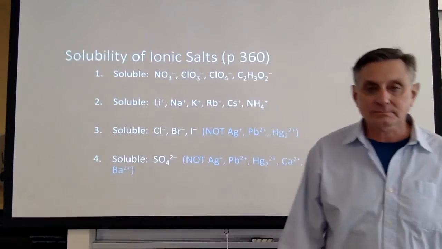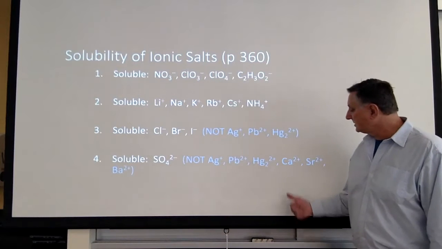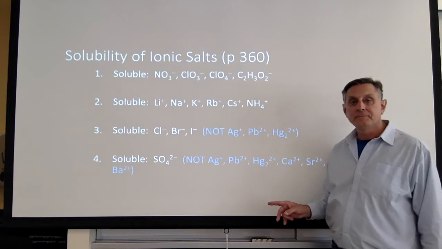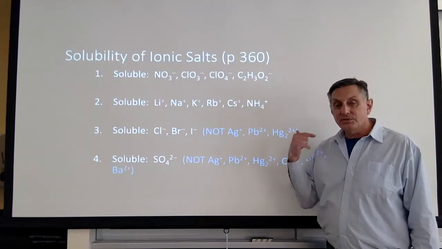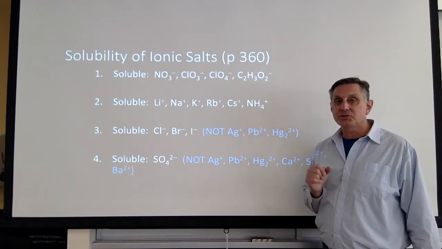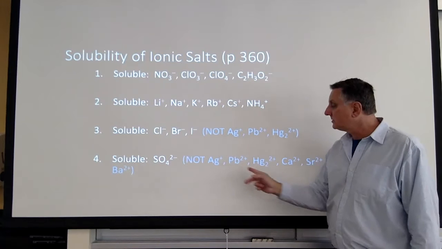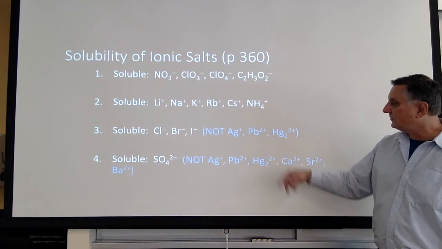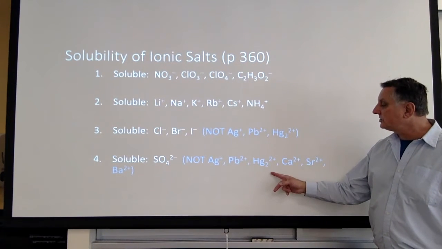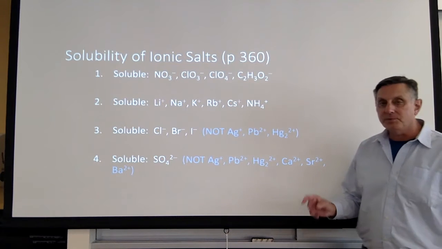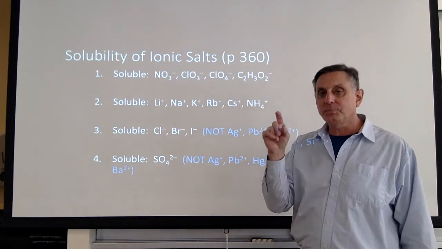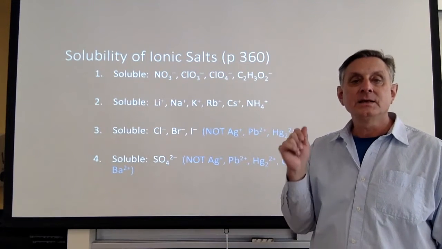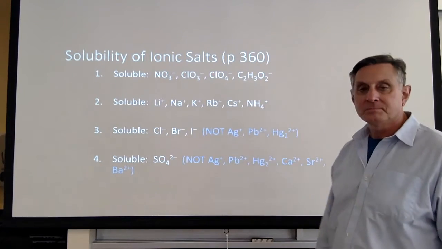Number 4. Sulfates. Sulfates are always soluble, except now we have 6 cations. So you look at a compound that has sulfate in it, your first reaction should be soluble, unless it's one of these 6. Notice the first 3. Those look familiar? Well, they're the same ones as for the 3 halides. In addition to these 3, calcium, strontium, and barium in the periodic table, these 3 group 2 metals, these 3 alkaline earth metal cations, they are insoluble with sulfates.